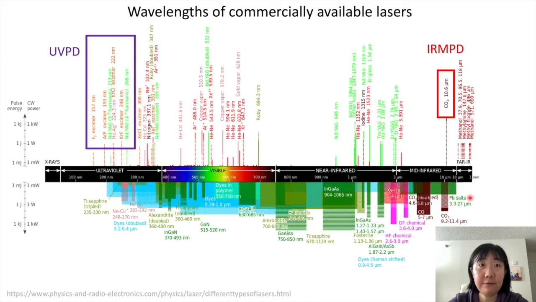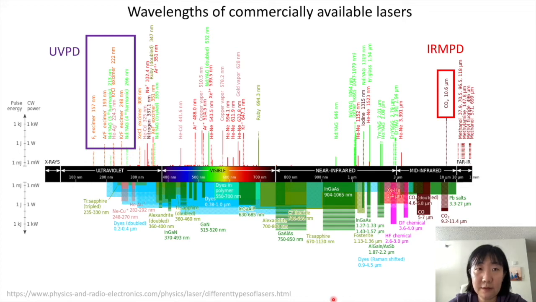Lasers are classified into 4 types based on the type of gain medium used. There's solid state, gas, liquid, or semiconductor. This picture shows all of the commercially available lasers, and different colors mean different gain medium types, and the names of the gain mediums are all labeled for each laser.